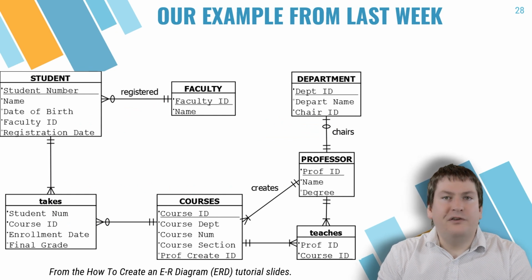So here we have that university example from the how to create an ERD tutorial slides from OWL. Today we'll be taking this ERD and turning it into a Microsoft Access database. As a quick review, this ERD showed a blueprint for our database that stores information about students, the courses they take, the professors who teach those courses, and the faculties and departments in the university. So in this model, students take courses and belong to a faculty, while professors create a course and teach courses, and they can also optionally be a department chair.